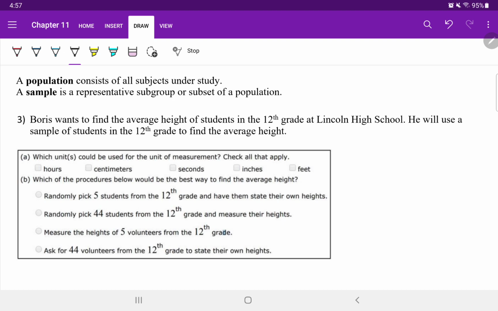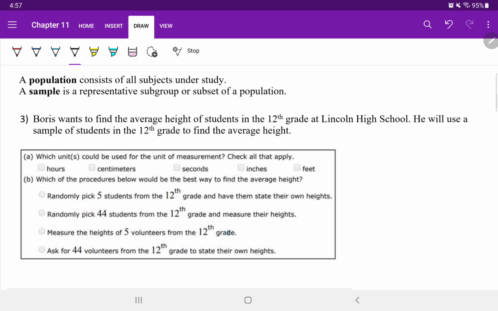In the next video, we're going to go over certain types of sampling techniques to have the best representation of a population. But for questions 3 and 4, we are just going to try to understand how data is collected and what type of sampling should best be used when it comes to collecting data.